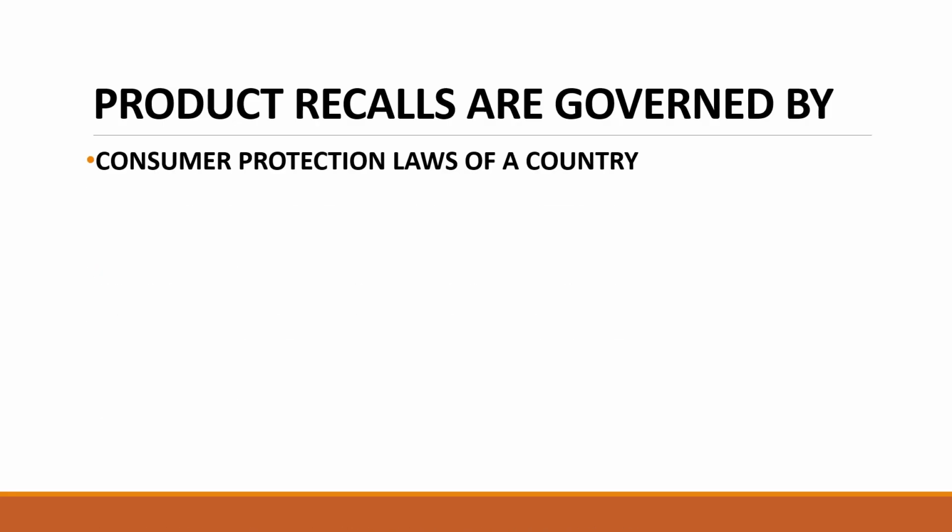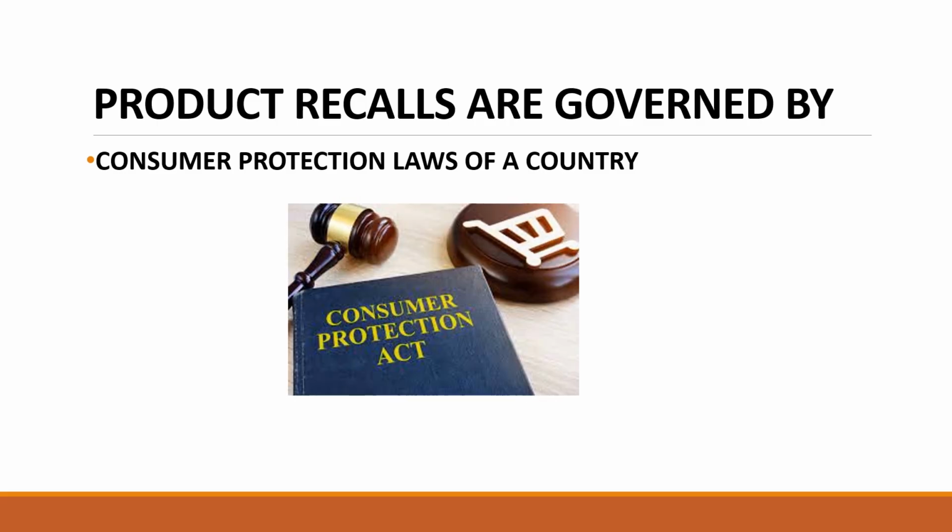Now when you are talking about product recalls, how does it happen? That is the question. Now this is governed by the consumer protection laws of a country. So different countries have different laws for product recalls. So it is governed by those country-specific laws. There are certain consumer protection acts, and based on those only, a product recall happens.